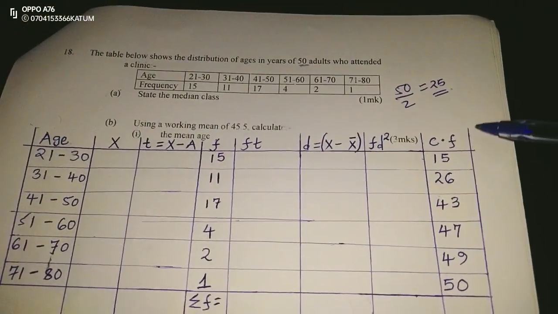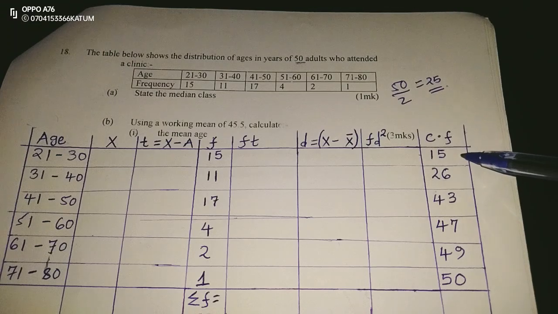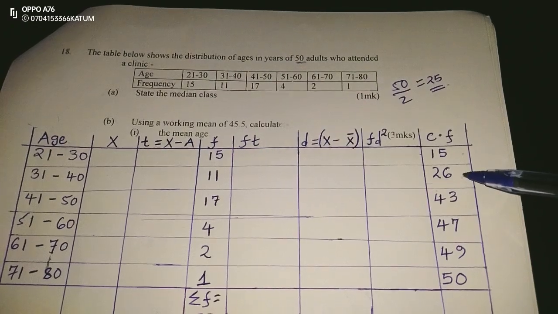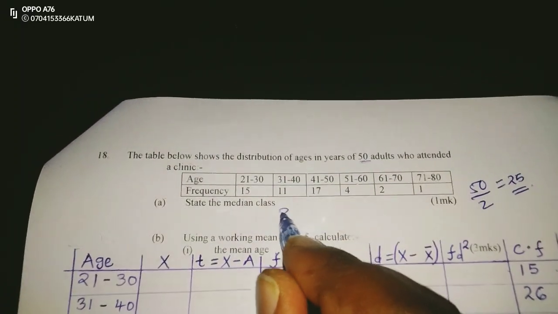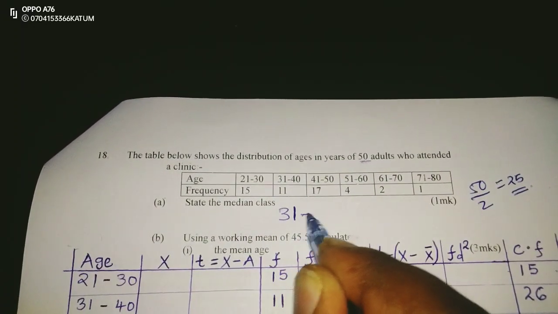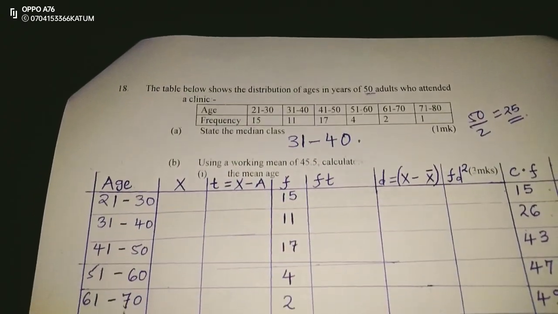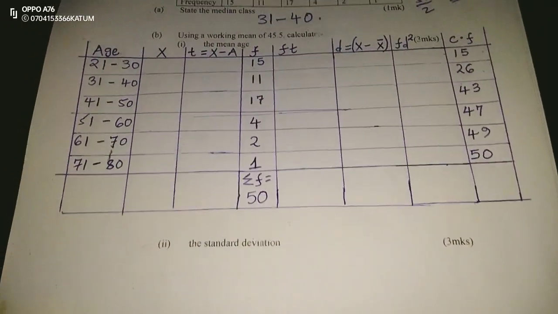Now, on the cumulative frequencies, we're going to look at the class which accommodates the 25th adult. That is going to be, this is 15, this is 26. So the 25th is in this class, the class 31 to 40. That is the class which will have the median, the 25th adult.